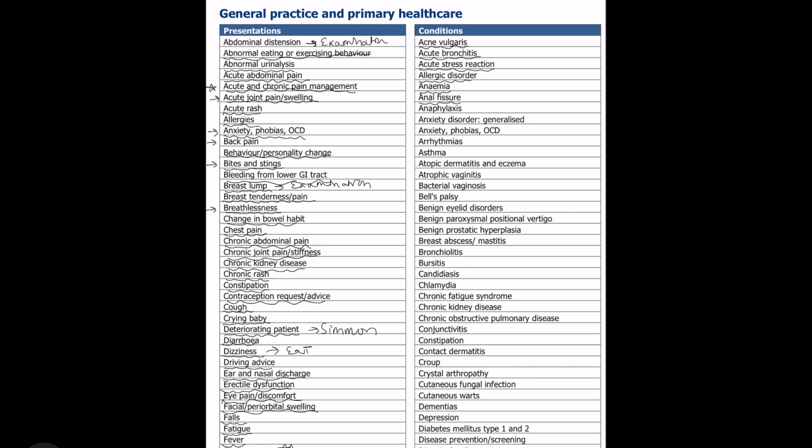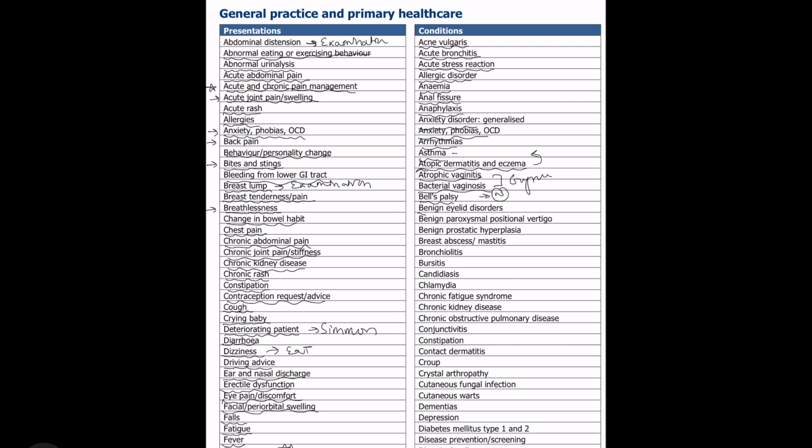Anal fissure, the patient will not let you examine the backside because it will be so painful. Anaphylaxis, same. Anxiety disorder, we have discussed. Arrhythmias, cardiac issue. Asthma, we have discussed. Atopic dermatitis and eczema, these two are correlated, because whenever atopic dermatitis is present, always think of asthma. Atrophic vaginitis and bacterial vaginosis, these will be discussed more in gynae, and the patient usually comes with foul smelling discharge.